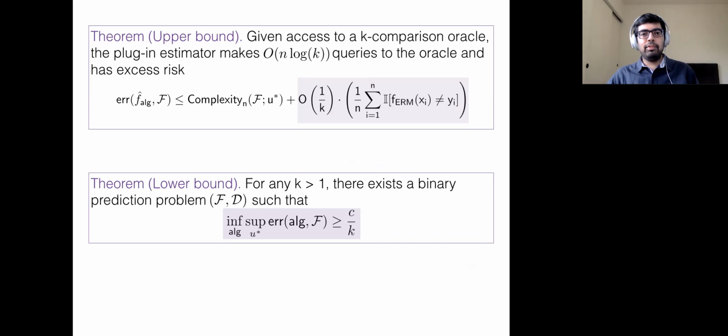To answer this, we prove a lower bound theorem which shows that for any k greater than 1, there exist prediction problems such that the minimax risk of any algorithm is lower bounded by a constant over k. Thus, we establish that our plug-in estimator is actually statistically minimax optimal.